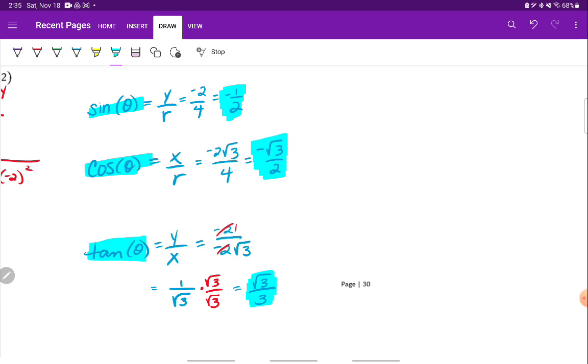Now that we have our first 3, we can get our other 3 easily because they're going to be the reciprocal. The function that's the reciprocal of sine is cosecant. It's going to be r over y. So I'm just going to do the reciprocal of negative 1/2 and get negative 2.